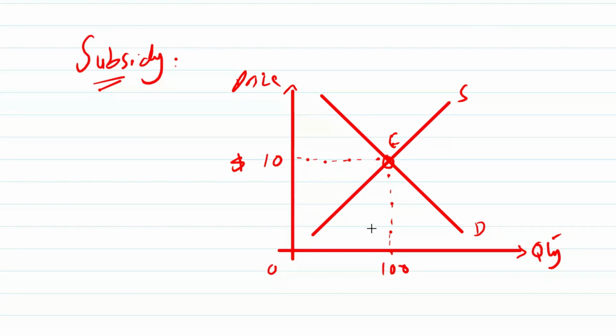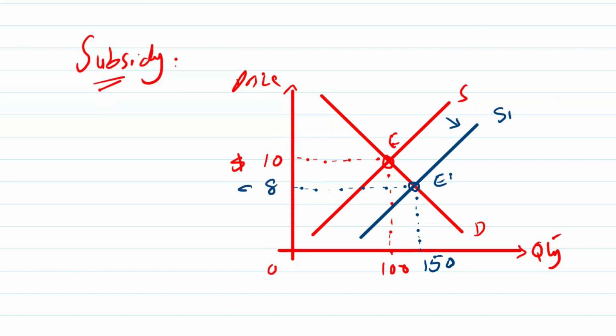Now the provision of subsidy will shift the supply curve to the right from S to S1, and as a result equilibrium will move to E1, and now the equilibrium quantity has increased. Let's assume the new quantity is 150 for example, and the new price that consumers will pay is, let's assume, $8. So consumers were initially paying $10, now they are paying $8. So this is relief for the consumer.